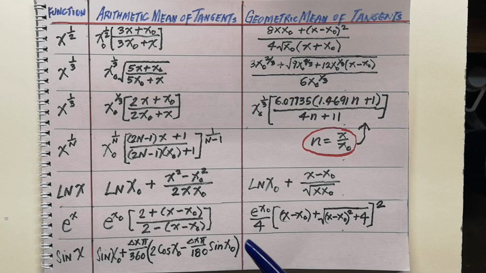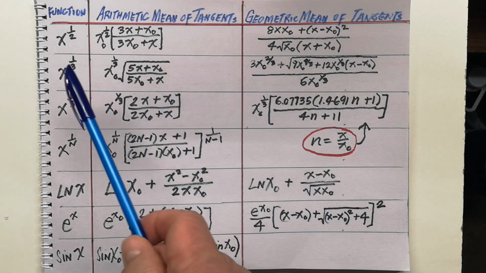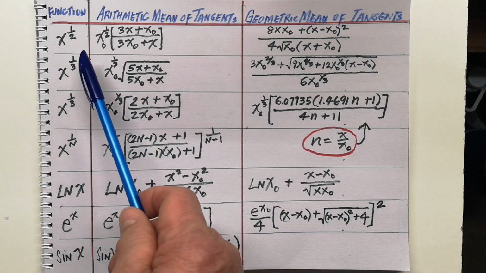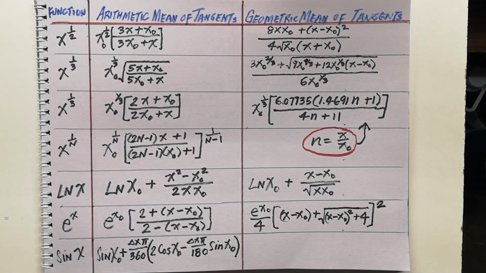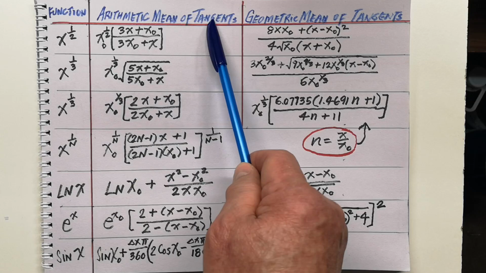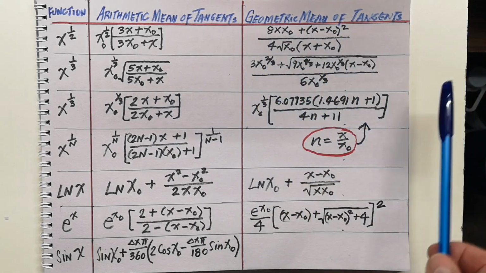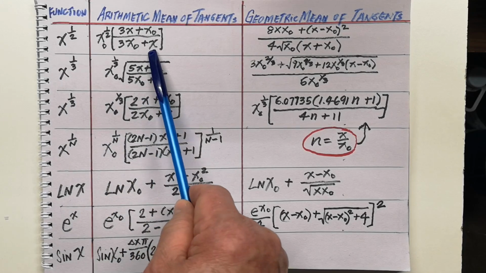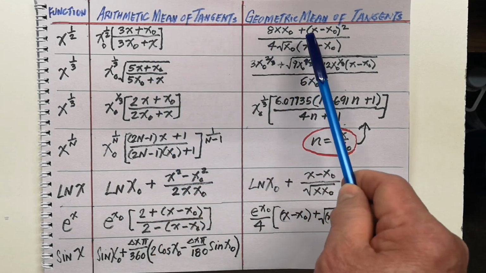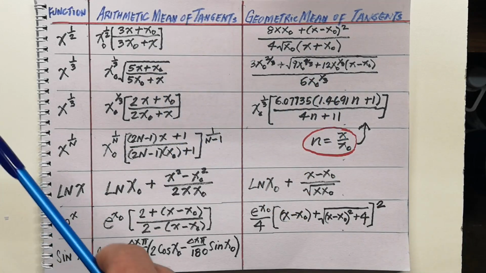And here are some of the formulas that I derived with these different functions. This is with the arithmetic mean of tangent. This is the geometric mean. And for the square root of x, this is the formula. For arithmetic, this is for the geometric, as we already saw before.